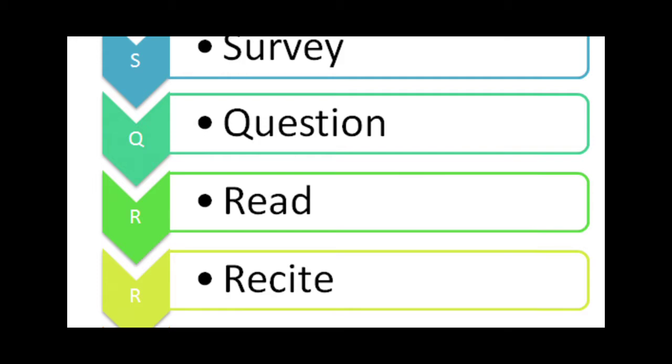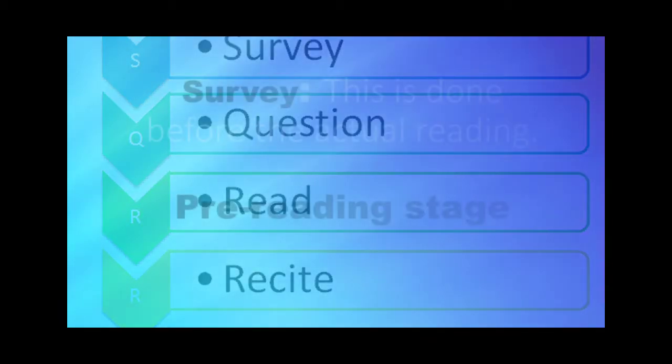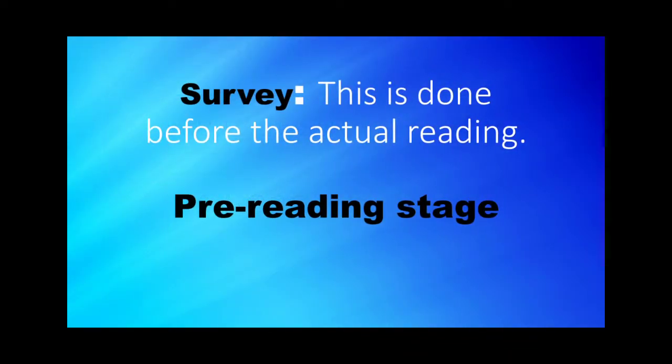The SQ3R: survey, question, read, recite, and review. Survey, this is done before the actual reading. That is the pre-reading stage. You look at the book you want to read and you study the book closely to know what you want to read.